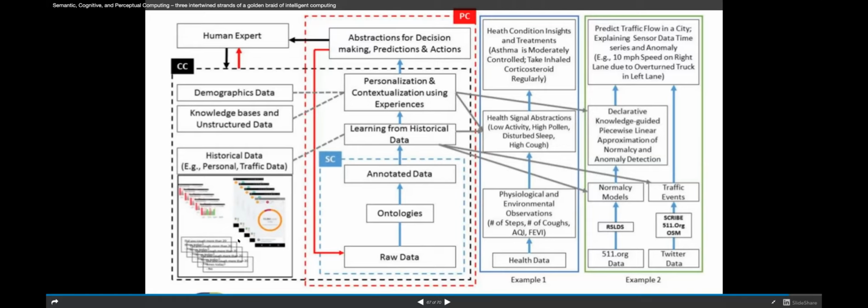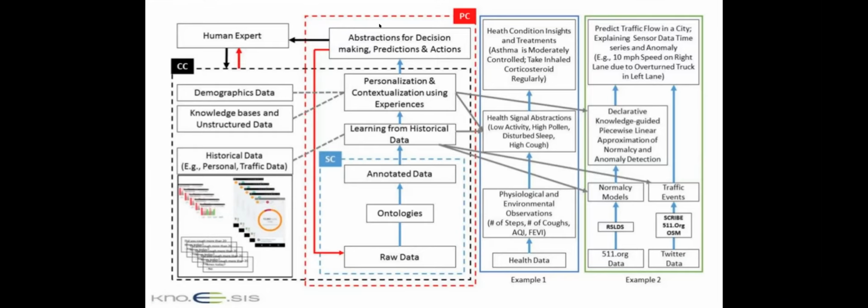And taking a whole bunch of historic data and using the knowledge base and demographic data to understand really what is happening with the human and how bad this human's elevated blood pressure is, that is this cognitive computing. And going from this raw data ultimately, you see all these arrows going up, to come to this state of being able to decide something, make a good decision.